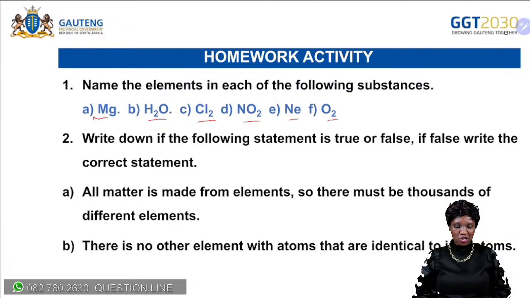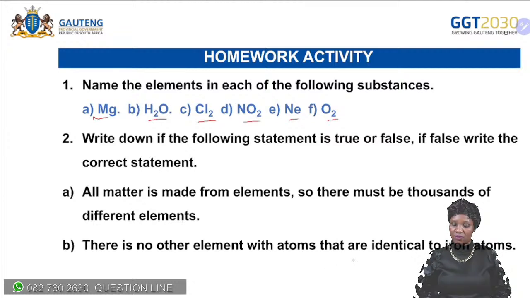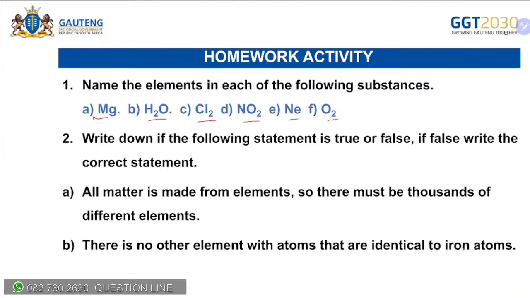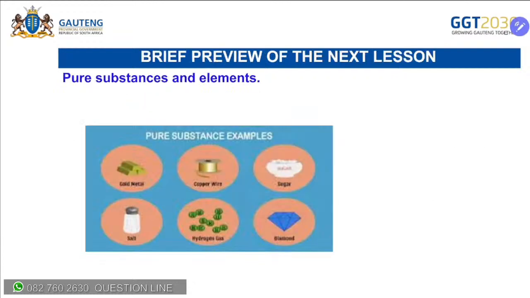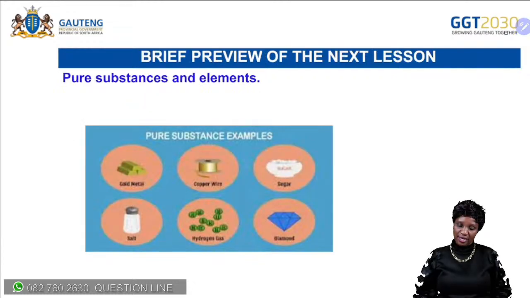And then number 2, write down if the following statement is true or false. If false, write the correct statement. And then we've got A. All matter is made from elements, so there must be thousands of different elements. And then B. There is no other element with atoms that are identical to iron. Copy the homework and make sure you answer it at home.